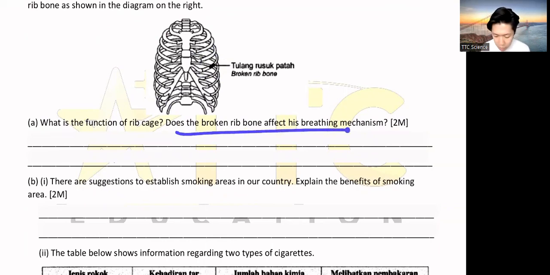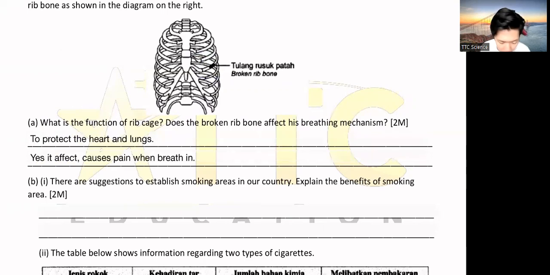Okay, then does a broken rib affect breathing? Yes, definitely it affects. In fact, if the broken ribs actually puncture through your lungs, you will have pain while breathing. Basically, car accidents often have broken ribs and then you have difficulty in breathing. Okay, so first mark, function: protect heart and lungs. Second mark, yes, it affects, causing pain while we breathe in.